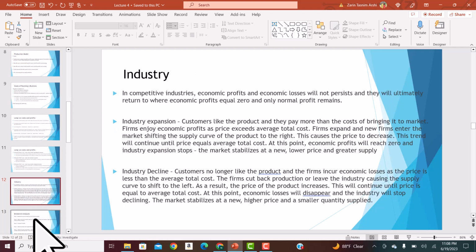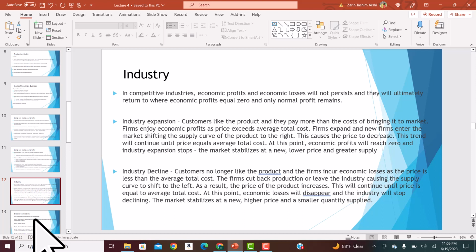So in competitive industries, economic profits and economic losses will not persist until they ultimately return to where economic profit equals zero. So in the long run, in a free market economy, the industry as a whole will come back to normal profit. Industry expansion happens when customers like the product and they pay more than the cost of bringing the product to market. Firms enjoy economic profit as the revenue they're receiving is greater than the average total cost, so they start expanding. And looking at this, new firms will also start entering the industry because they see, oh, the others are making money, I can also go in and start making money. So when they enter, there will be more competition, and as a result there will be more output.